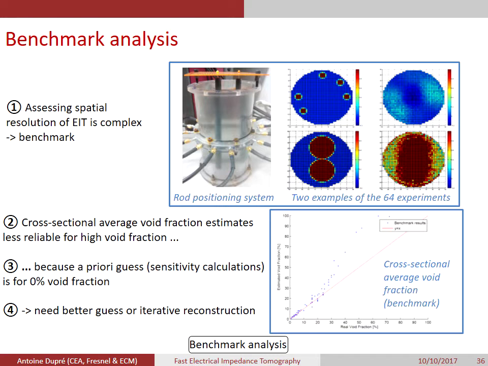That's expected because at the present time, the algorithm is non-iterative, and I'm using an a priori solution that is the case of 0% void fraction. So there will be a bias for high void fractions, and that's expected from the algorithm. But we can use these benchmark experiments to see how it will improve with different versions of the algorithm. And so the conclusion is that we need iterative reconstruction or a better guess. There are a lot of ideas to use either other sensors or, for example, the flow regime identification prediction to propose a better guess and directly start from a good approximation to the image.